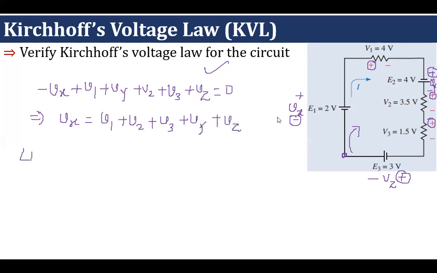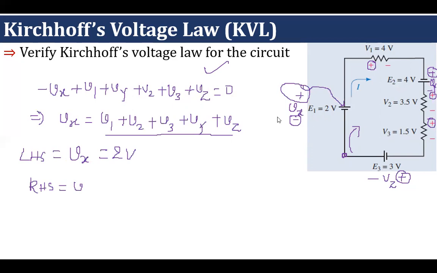Now let's see what is the value of the left hand side. So on the left hand side we have Vx, and what will be the value of Vx? This positive sign is towards the positive plate of this battery, so this is going to be equal to 2 volt. What about the right hand side? So on the right hand side we have these voltages, so V1 plus V2 plus V3 plus Vy and plus Vz.